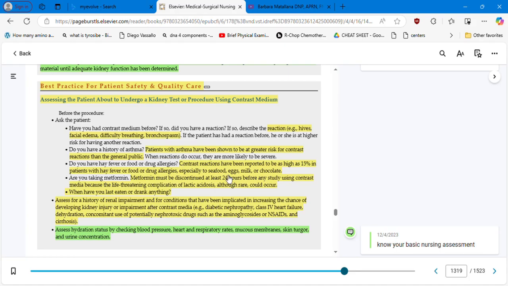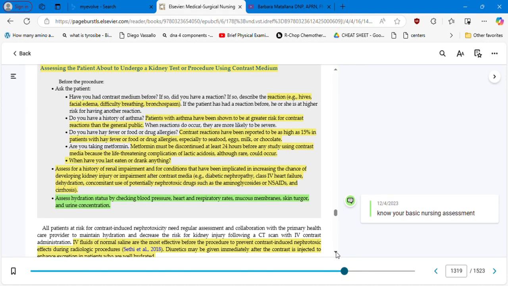Contrast reaction has been reported to be as high as 15% in patients with high fever or food or drug allergies, especially to seafood, eggs, milk, or chocolate. It's important for the nurse also to have your Benadryl close just in case. Metformin must be discontinued at least 24 hours. We know that because of the risk of lactic acidosis.